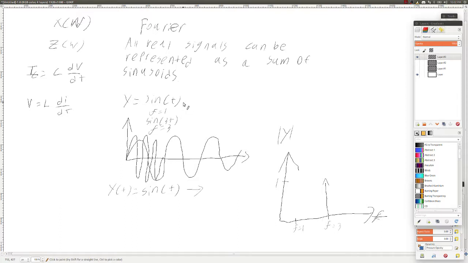If you added these two signals together, you would get this for your response instead. So a simple example is sine of t plus sine of 3t. The Fourier transform is one impulse at f equals 1 and one impulse at f equals 3. What we've done is we have turned a real-time signal with values all the way from negative infinity to positive infinity into a representation with just 2 impulses.